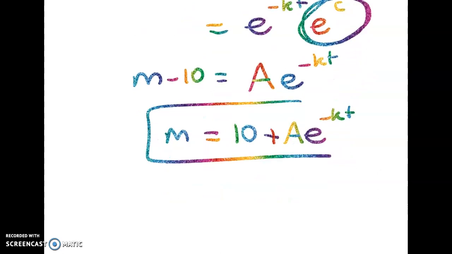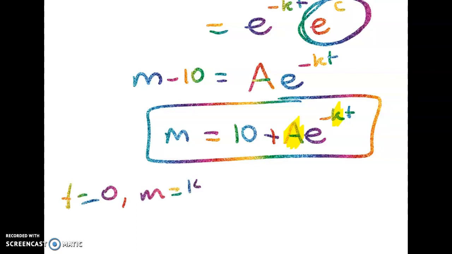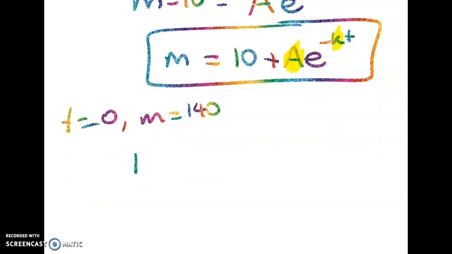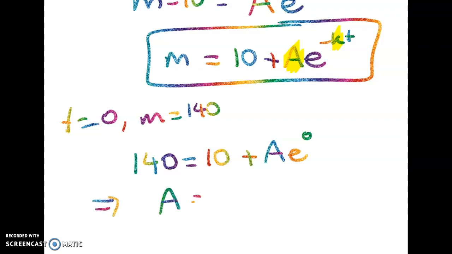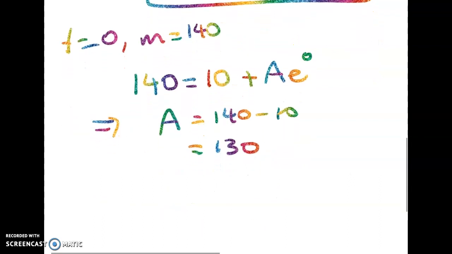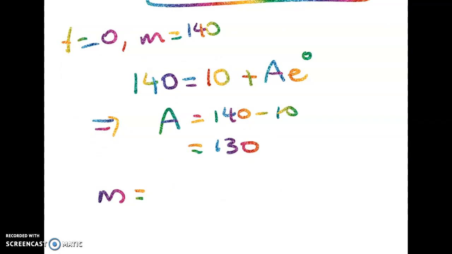You can see that we've got this equation for M, but we've got 2 things that we don't know yet. A will be some number, and k will be some other number. The first fact that I'm going to use is that when t equals 0, M is equal to 140. So we substitute that in. 140 equals 10 plus A e to the power of 0. That gives us A is equal to 140 minus 10, which is 130. So now our equation becomes M is equal to 10 plus 130 e to the negative kt.